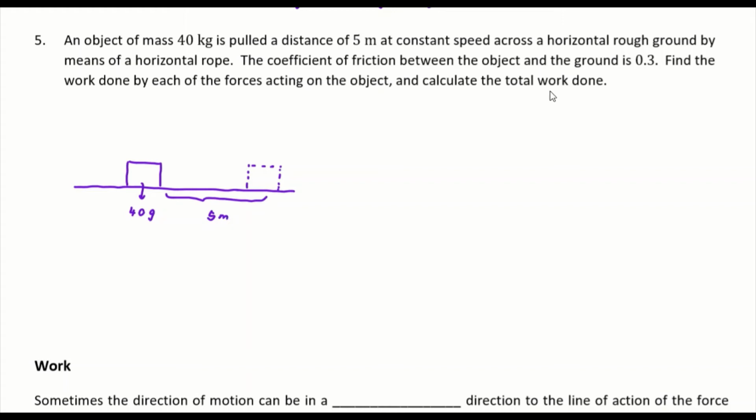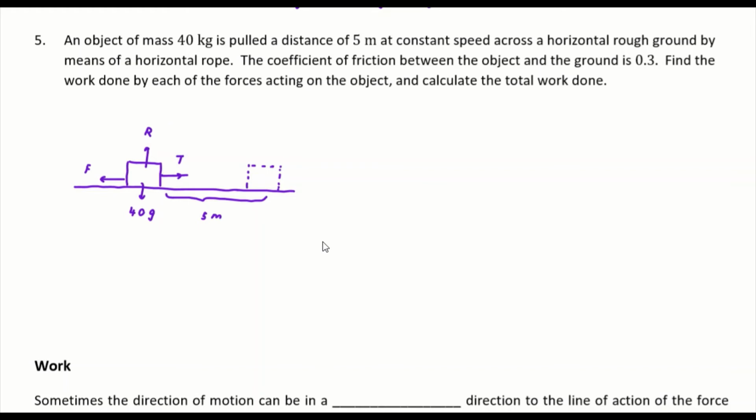Okay, and this is actually pulled by means of a horizontal rope, so it's pulled by a tension. The coefficient of friction between the object and the ground is 0.3, so there's a friction here which is F. Okay, so find the work done by each of the forces acting on the object and calculate the total work done. So you need to make sure we label all the forces here. So we have the tension, the friction, the weight, and don't forget you still have a normal reaction.